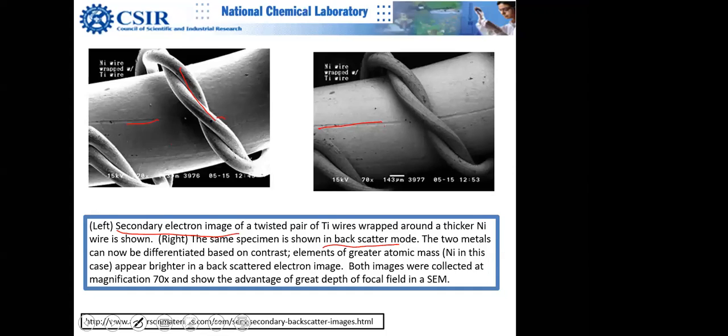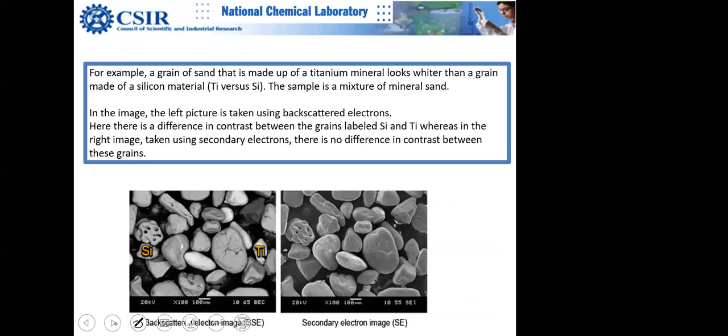Titanium and nickel. Nickel has Z of 28 and titanium is 22. So you can see this is a slightly heavier atom. You can see it's darker than this. So this is the beauty. You can distinguish between neighboring elements. They're quite neighbors actually. They're not very far apart.